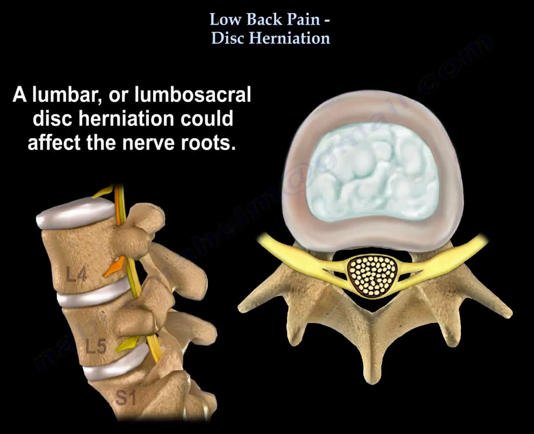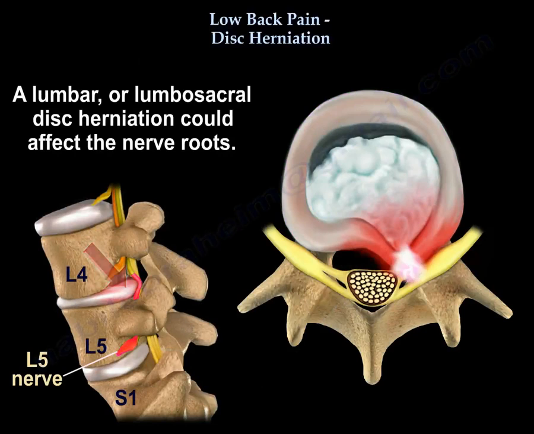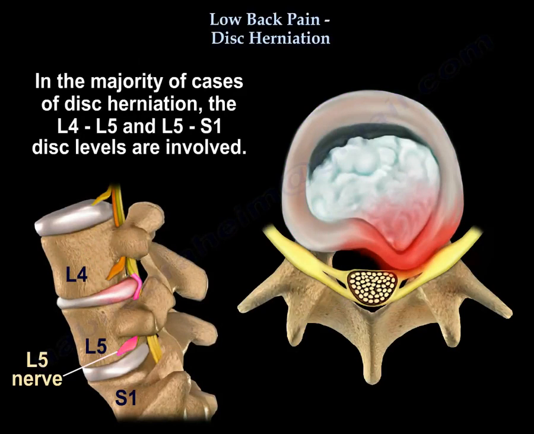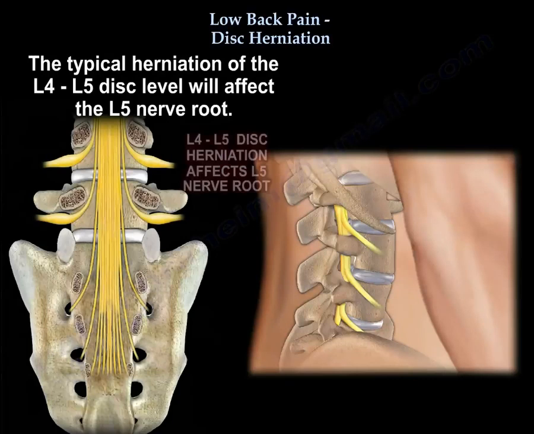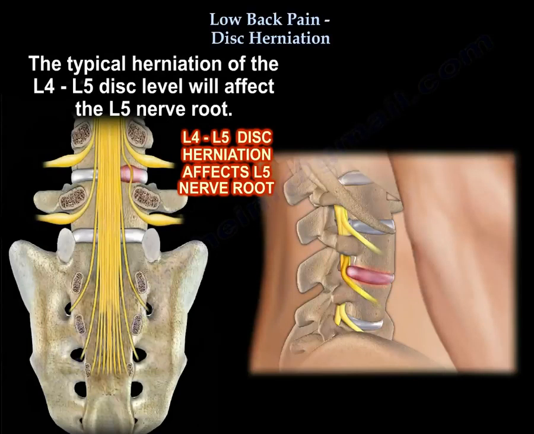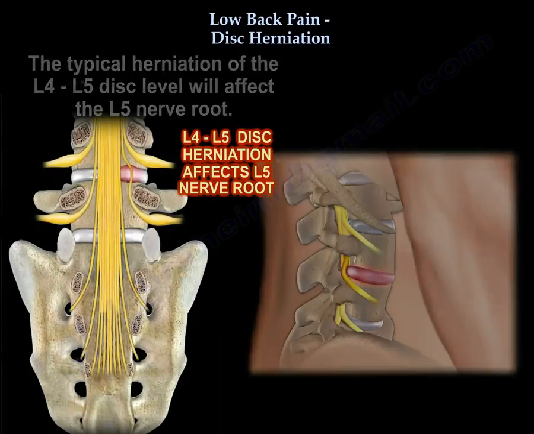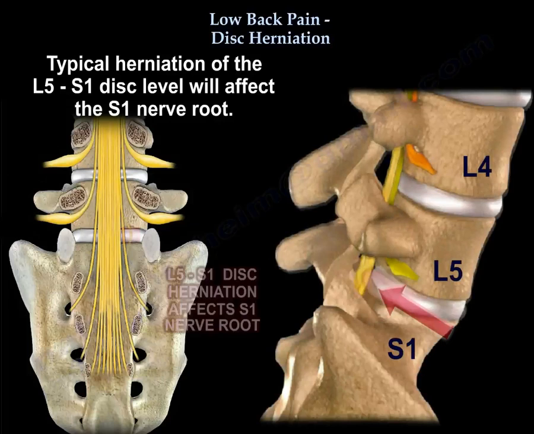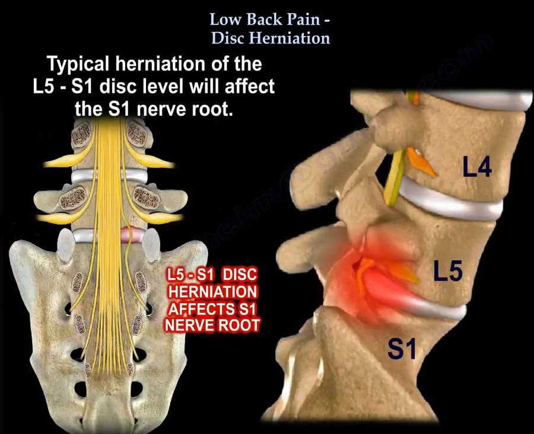A lumbar or lumbosacral disc herniation could affect the nerve roots. In the majority of cases of disc herniation, the L4-L5 and L5-S1 disc levels are involved. Typical herniation of the L4-L5 disc will affect the L5 nerve root. Typical herniation of the L5-S1 disc will affect the S1 nerve root.